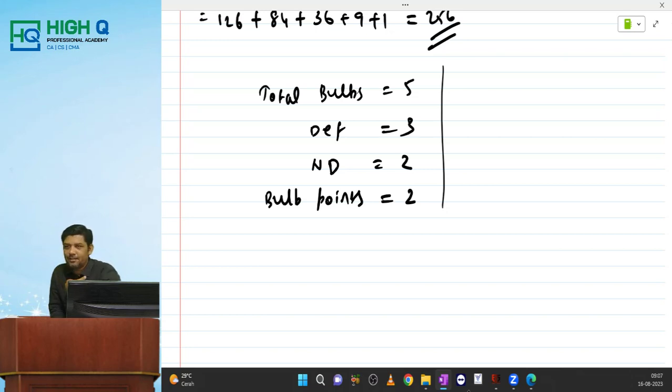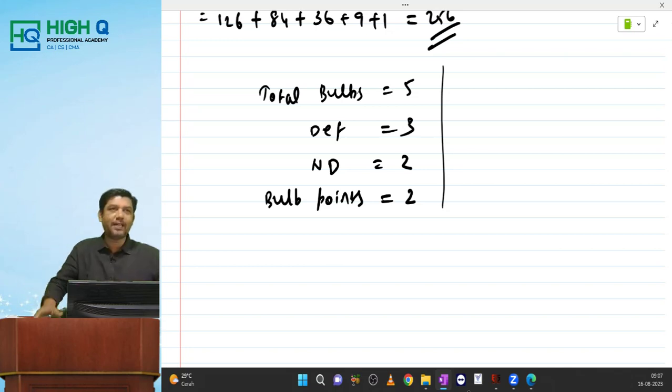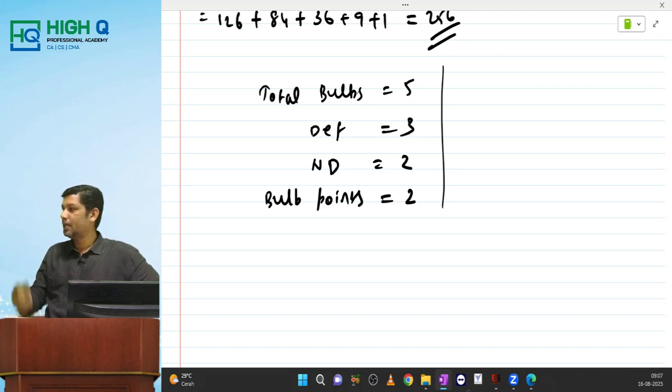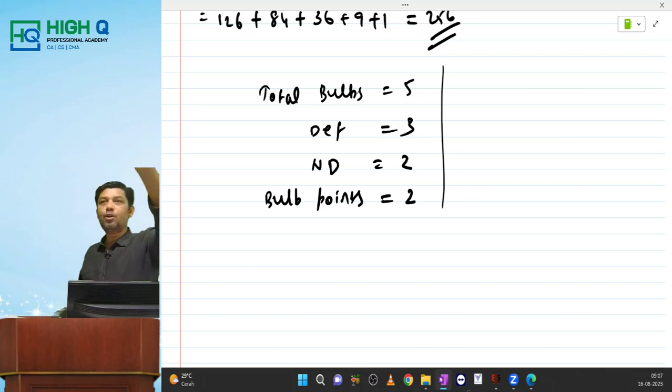Even if at least one bulb is non-defective, can we say the room is lit? Or both the bulbs are not defective, that is also possible. See, when the room shall be lighted, only 2 bulb points are there. When is it possible? You tell me, my dear. At least one bulb is non-defective. Then only can we say the room is lit.